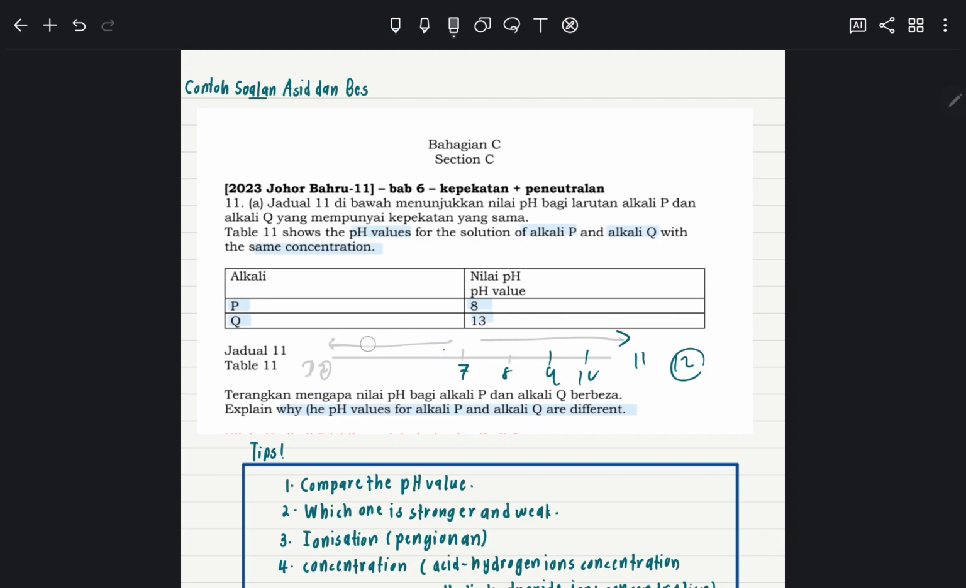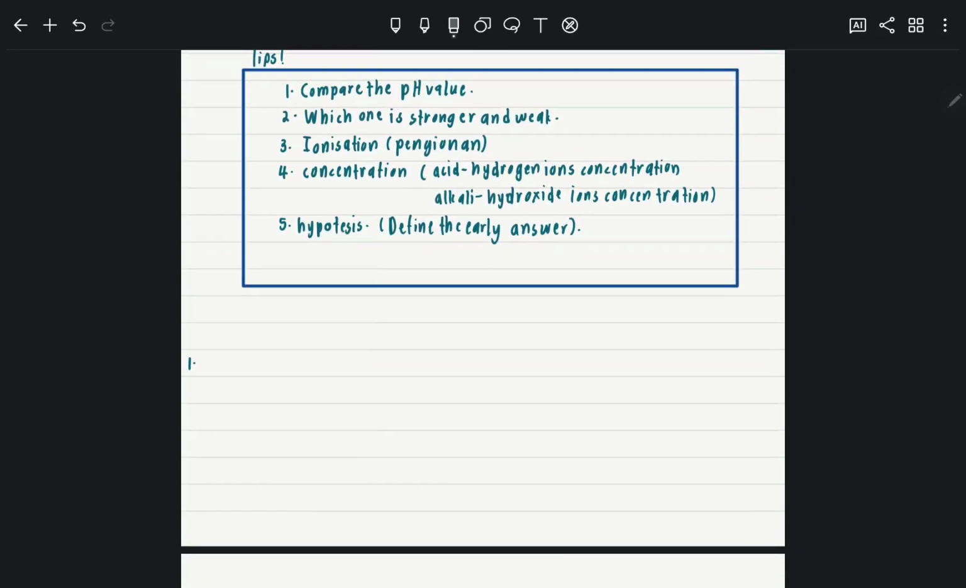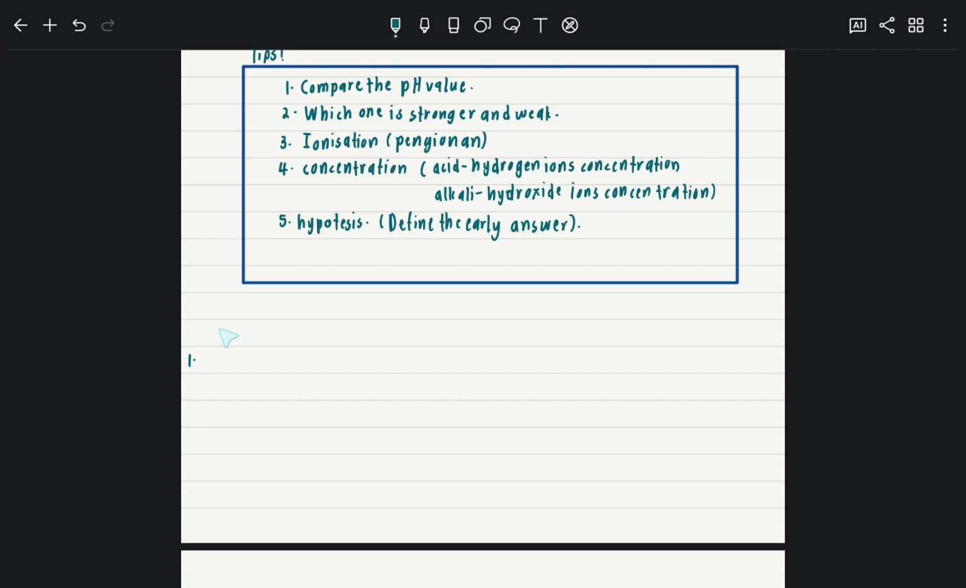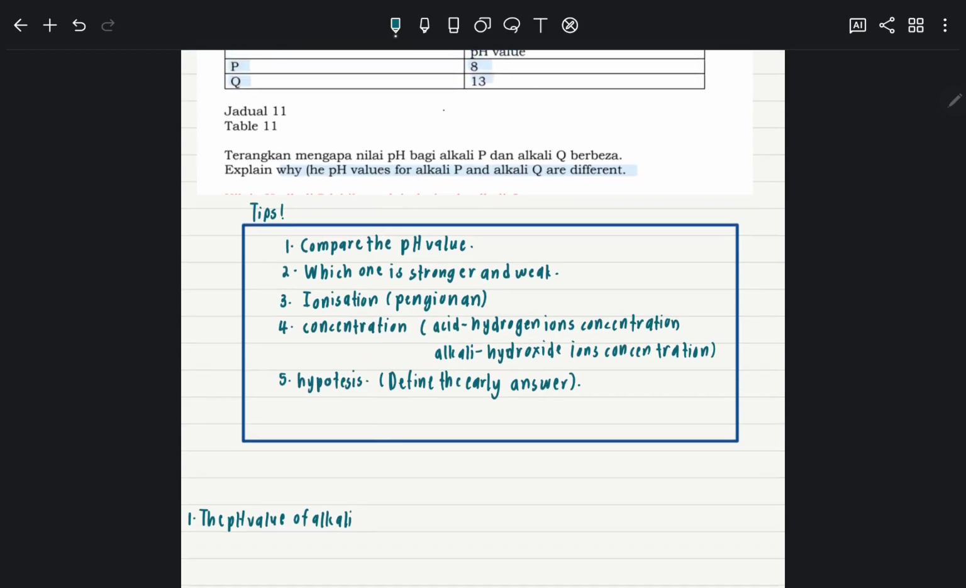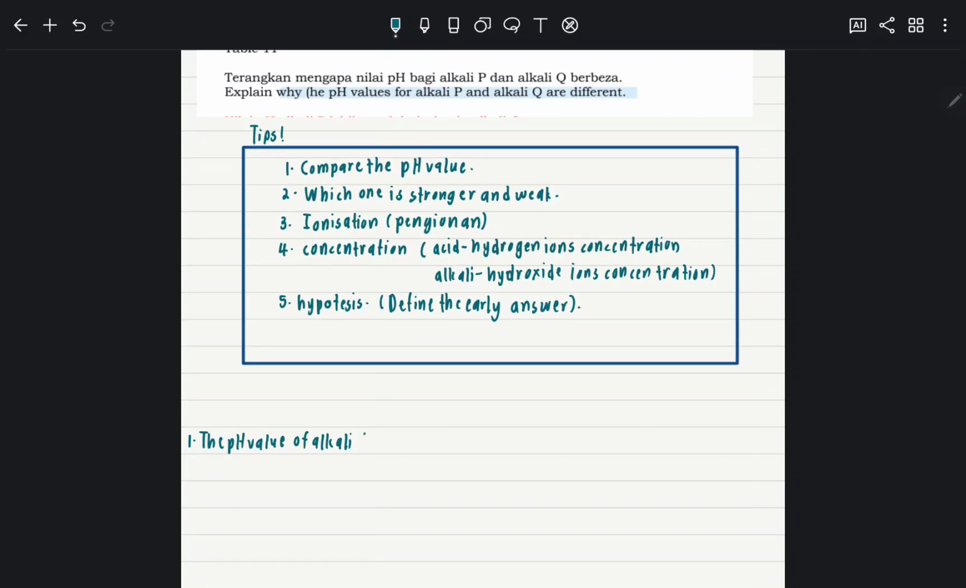Did you get the concept? So if in that way, which one's pH value is higher? So of course alkali Q. So you have to write the pH value of alkali. Okay, it's up to you whether to write the higher one or lower one. Okay, I choose the higher one. Alkali Q is higher than alkali P. In Bahasa Melayu, nilai pH bagi alkali Q adalah lebih tinggi berbanding alkali P.